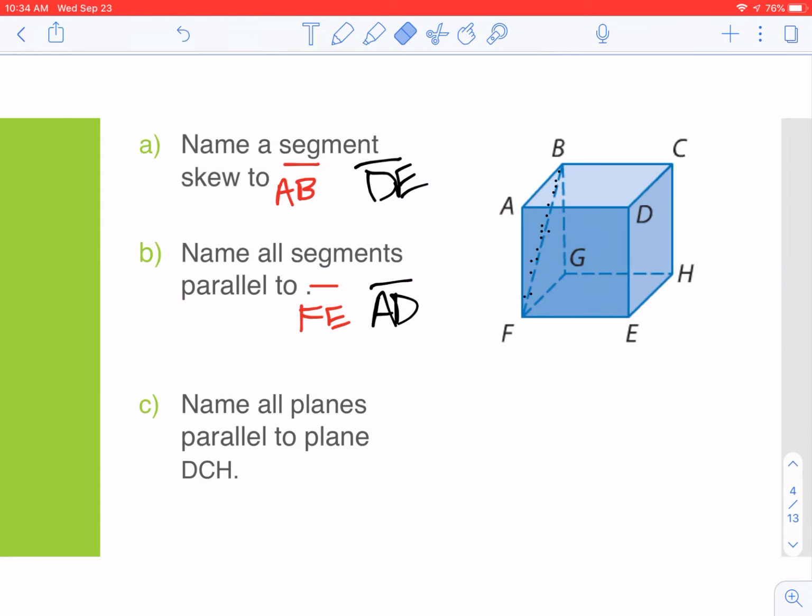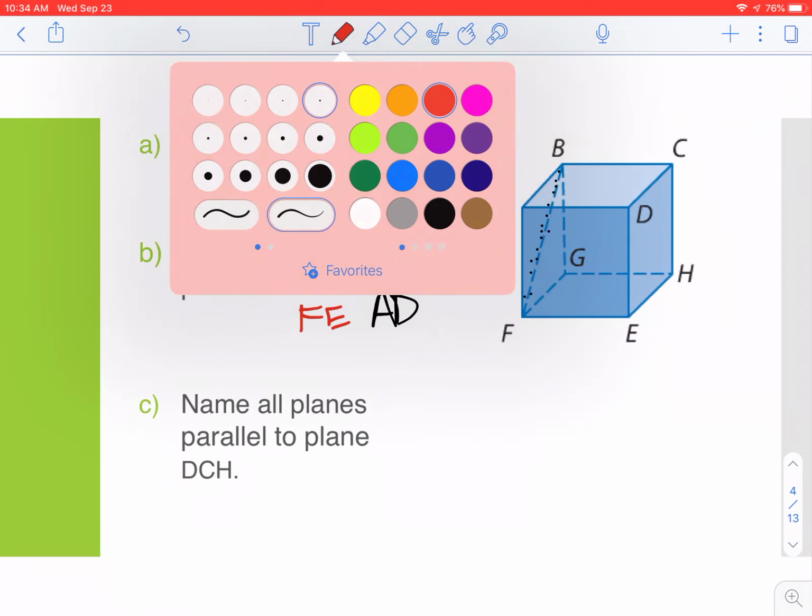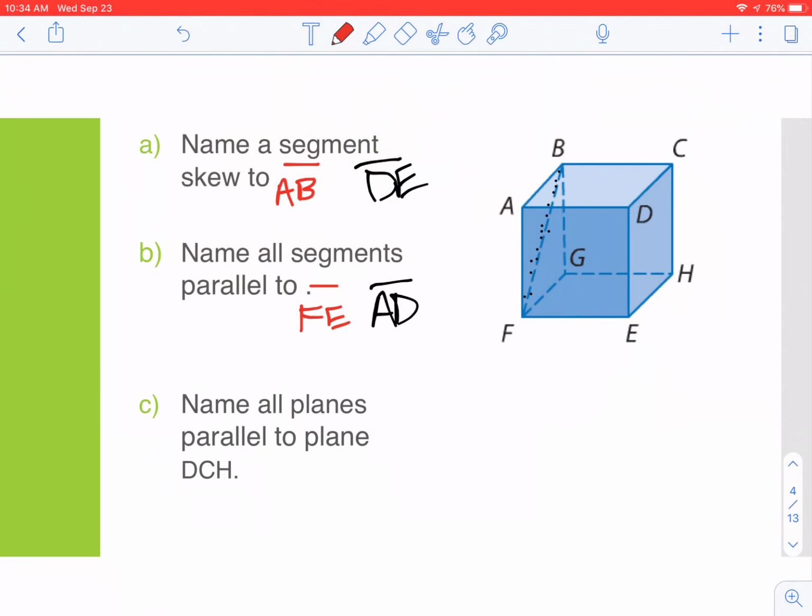Lastly, name all planes parallel to plane DCH. Okay, so once again in red, plane DCH. Here's DCH. I don't want it curved. DCH, but it needs to be a square, right? We only need 3 letters for a plane.